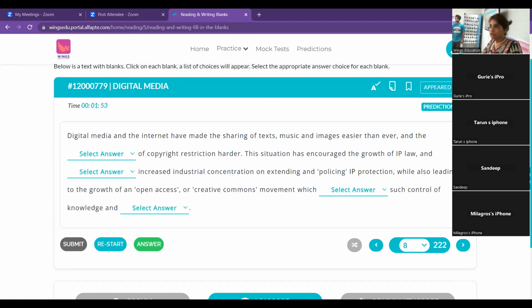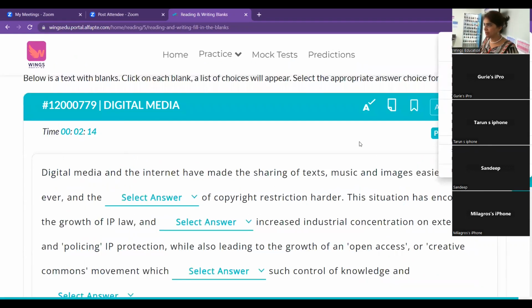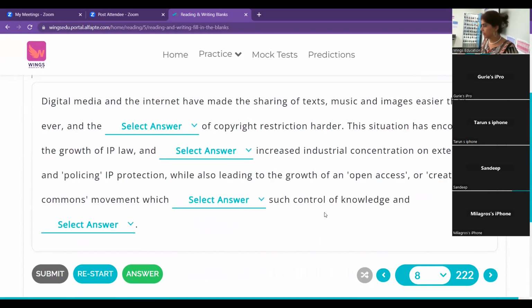All right. So those people who are giving their test in 15, 20 days, don't predict, just do the answers. But people who are having their test after 15, 20 days, your brains have been lying there. You need to sharpen them. And to sharpen them is the law of prediction. So before that, I'm going to get everybody to read. So be ready, guys. I'm going to choose your name. You need to start reading. Manjot, you read the first line, please. Digital media and the internet have made the sharing of texts, music, and images easier than ever, and the enforcement of copyright restriction harder.